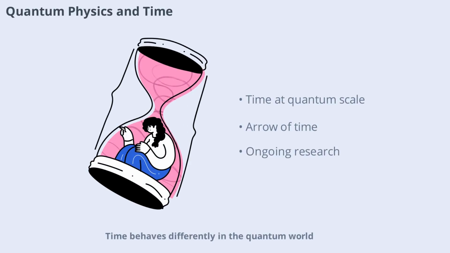Time behaves differently in the quantum world. Some theories suggest that at the smallest scales, time may not flow smoothly but instead jumps in tiny increments. Quantum physics also helps explain why time seems to move forward and not backward, a mystery known as the arrow of time. These ideas are still being explored and could change our understanding of the universe.